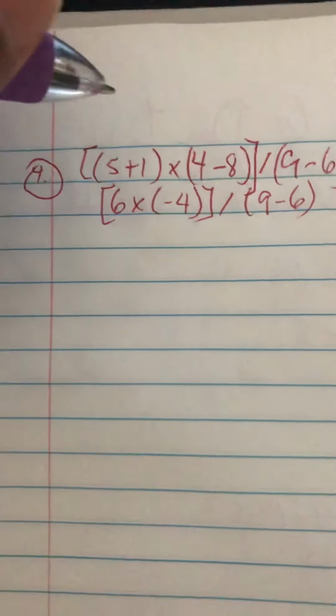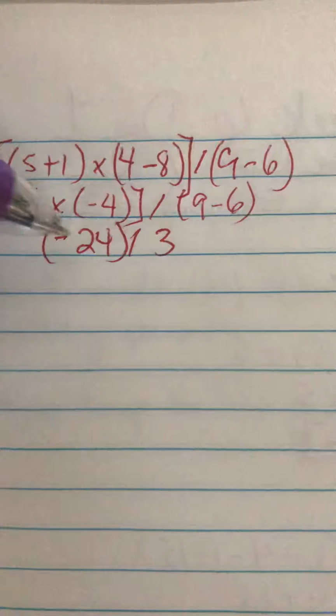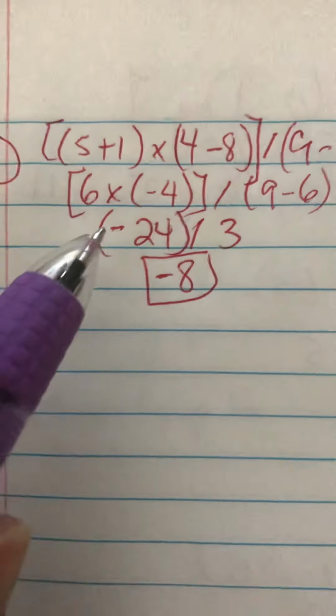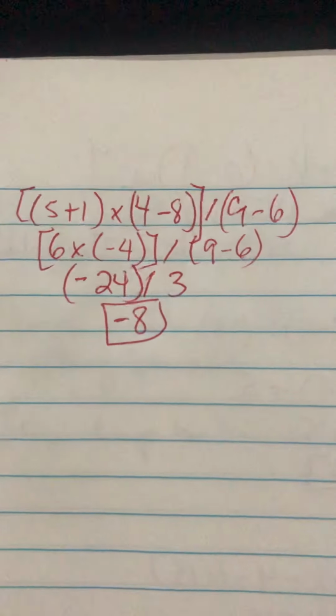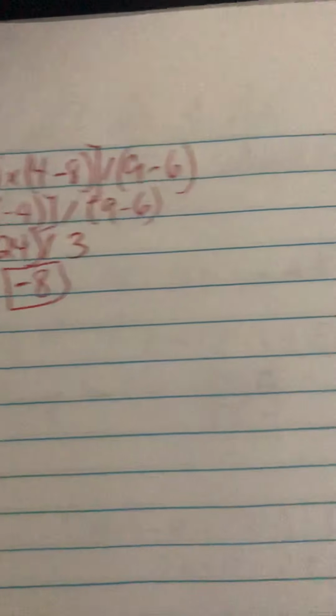So 5 plus 1 is 6 times, and then 4 minus 8 is negative 4. Division symbol, 9 minus 6. And so 6 times a negative 4 is going to be negative 24, division symbol, 9 minus 6 is 3. Negative 24 divided by 3 is going to be negative 8, because we have one division symbol, so that means we have to keep it. Negative divided by a positive is always a negative, just like a negative times a positive is always a negative. Let me go ahead and put this division symbol, this bracket right here.